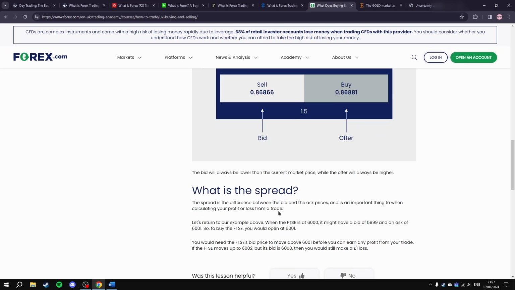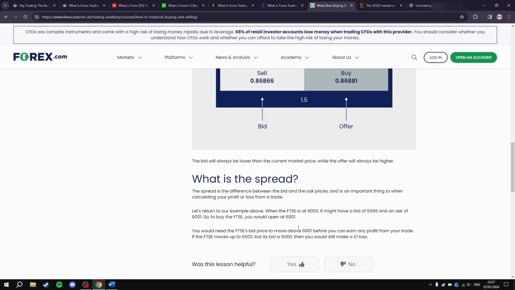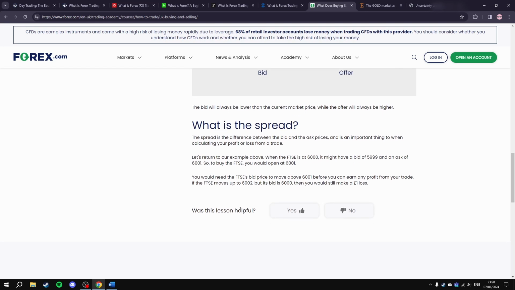And then sell it, you would need, oh right, okay, I see. But its bid is 6,000. Then you would still need to make it 6,003 and that to 6,001 in order to break even, then basically make a £1 loss.